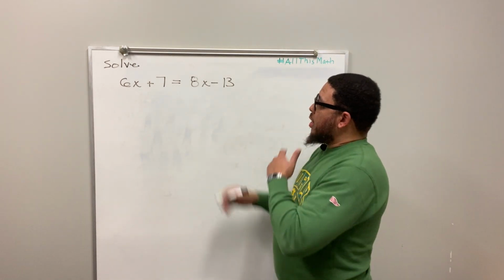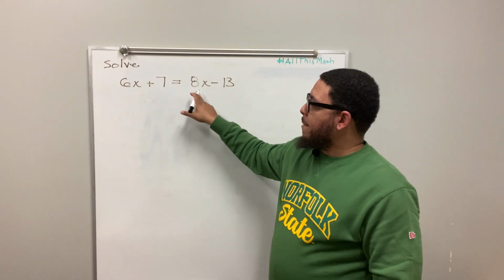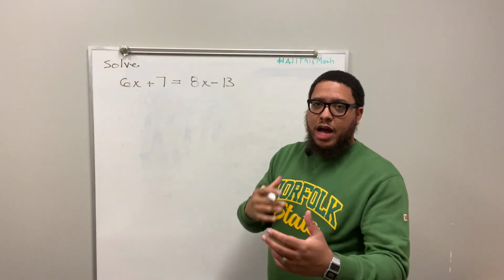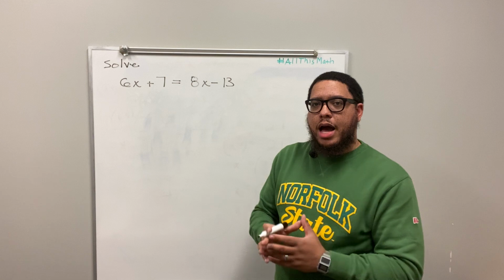All right, so I want to get rid of this 8x. How do I get rid of the 8x? I do the opposite of 8x. I figure out what the opposite of 8x is, and I apply that.